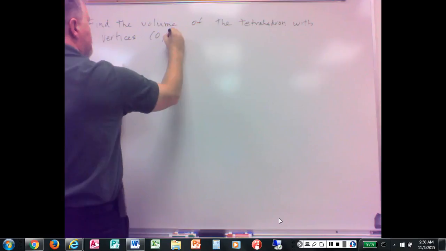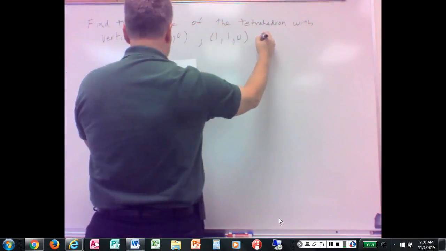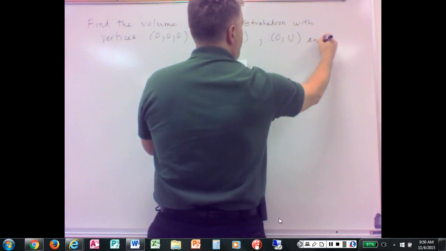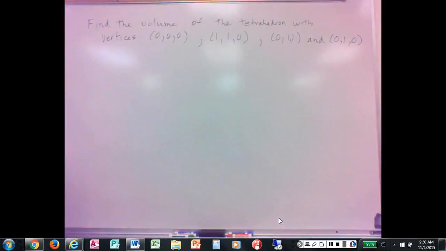All right, so let's start here with finding the volume of the tetrahedron with vertices (0, 0, 0), (1, 1, 0), (0, 1, 1), and (0, 1, 0). Okay.